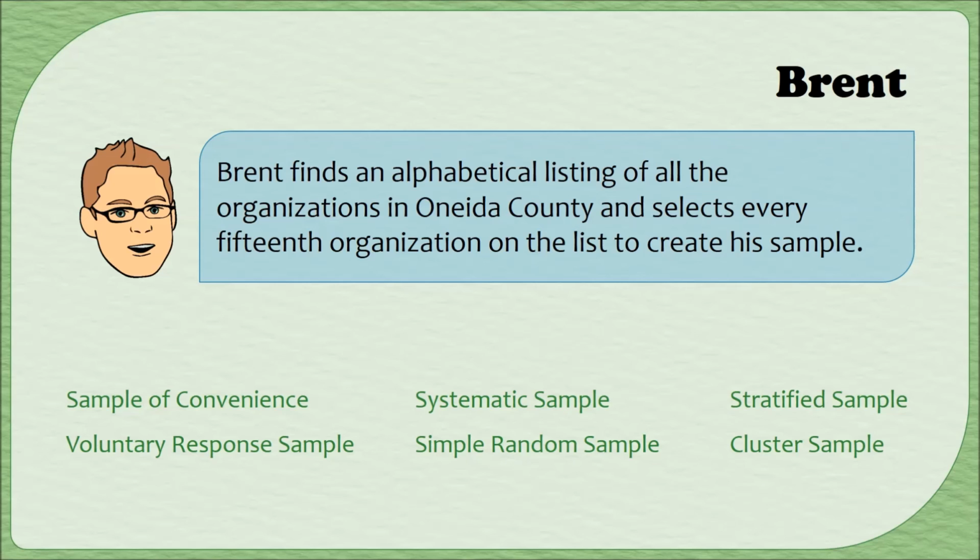Brent. Brent finds an alphabetical listing of all the organizations in Oneida County, and he selects every 15th organization on the list to create his sample. What type of sample has Brent chosen? Feel free to pause the video here if you need a minute to think about it.